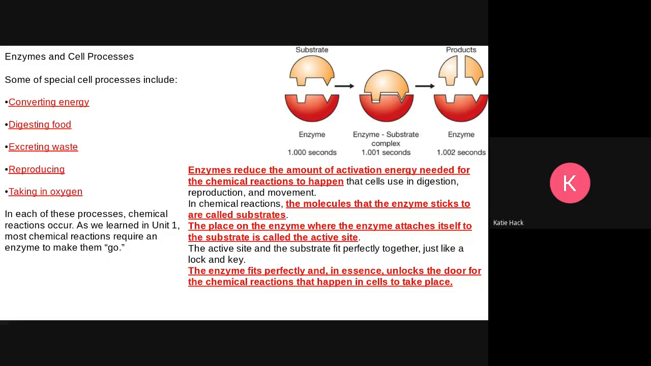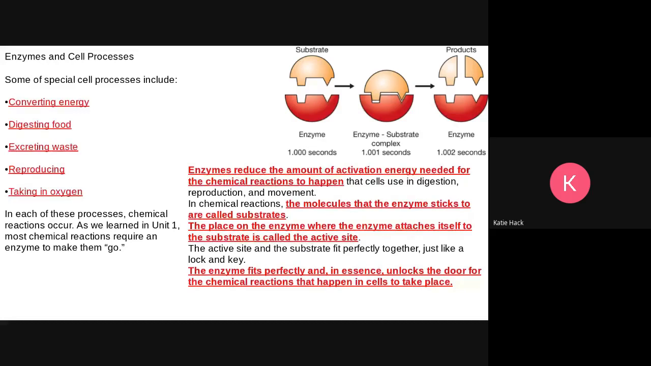Now, enzymes and cell processes. Some of the special cell processes are going to include converting energy, digesting food, excreting waste, reproducing, and taking in oxygen. So in each of these processes, chemical reactions are occurring. And we learned some of this in Unit 1, that most chemical reactions require an enzyme to make them go. So let's talk a little bit about enzymes.